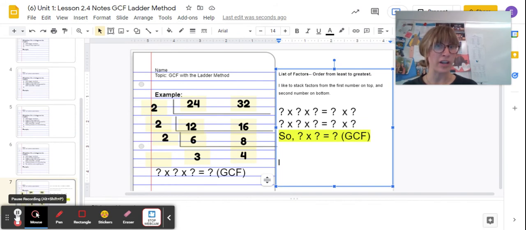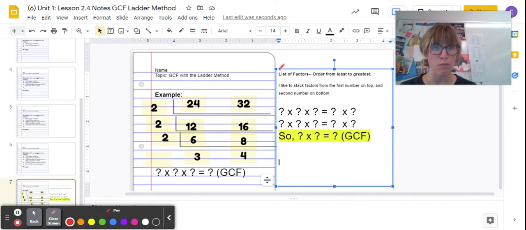So in our last strategy, when we were using the trees, the next thing we would do is take our primes and stack them up, and then pick the ones that they shared. But we're not going to do that. We're not going to do that same thing.